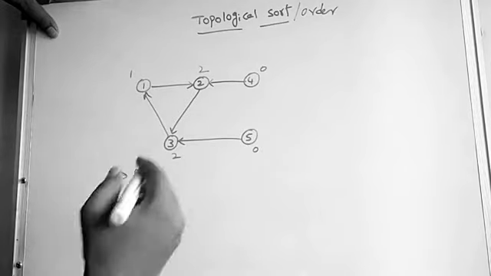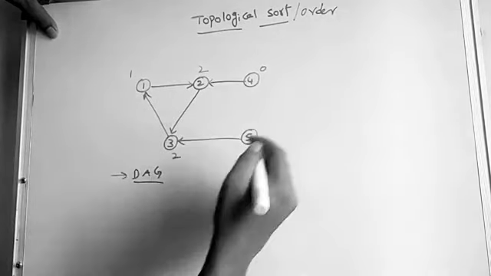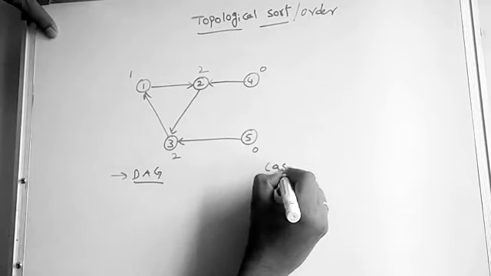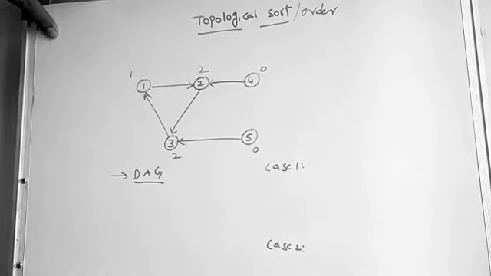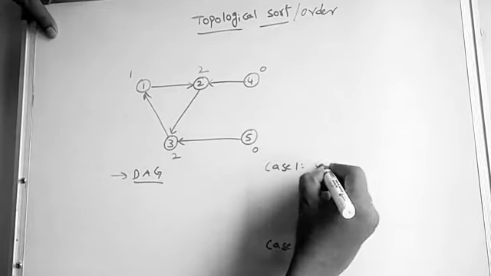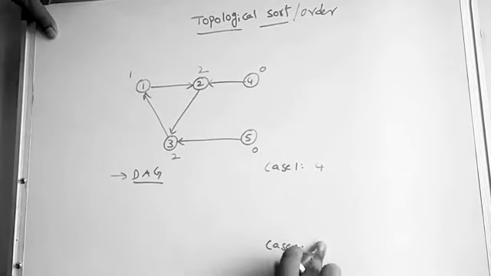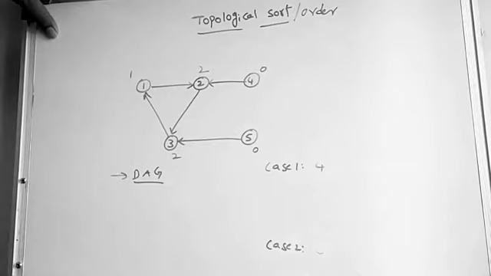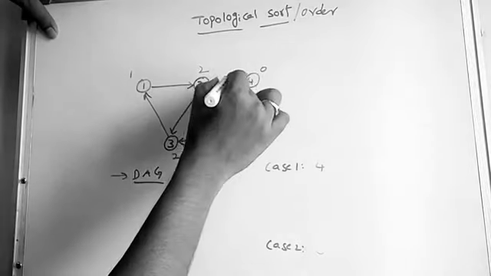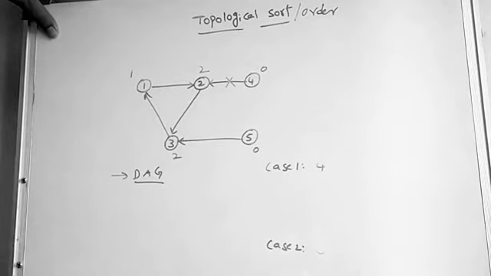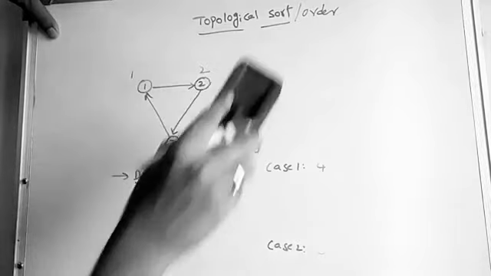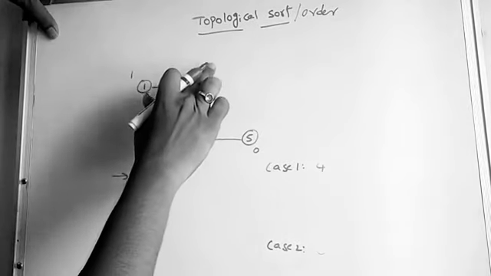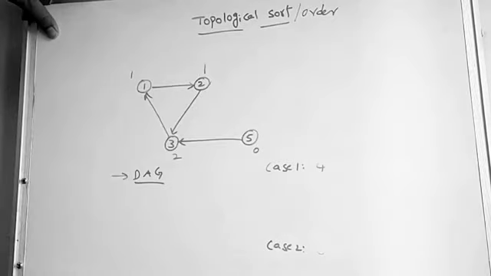Okay, remove any one, whether 5 or 4, whatever it may be. Suppose you can take case 1 and case 2. You can take either 4 or 5 because both have in-degree 0. Suppose I take 4 first in case 1. Just this edge is removed, and this edge is removed. So what is the remaining? The remaining structure is like this. Now the in-degree is reduced to 1.